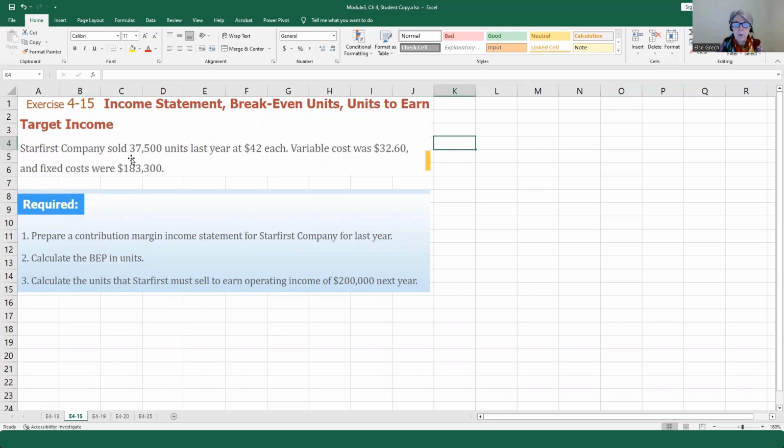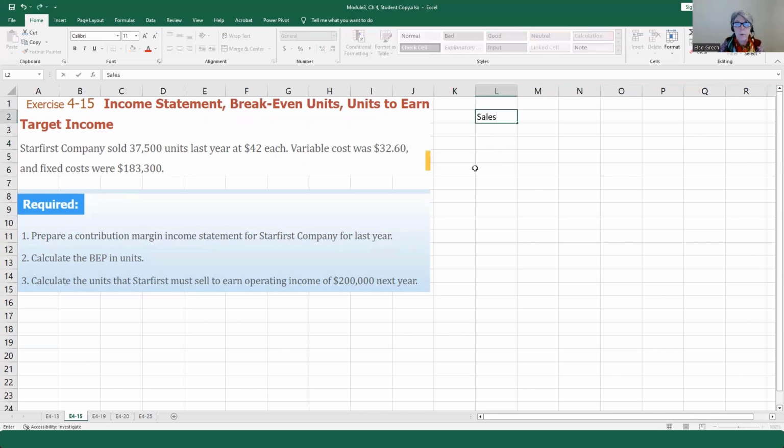Star First Company sold 37,500 units last year at $42 each. Variable costs were $32.60 and fixed costs were $183,300. Prepare a contribution margin income statement for Star First Company for last year. We can do this without a problem because we've already gone over this.